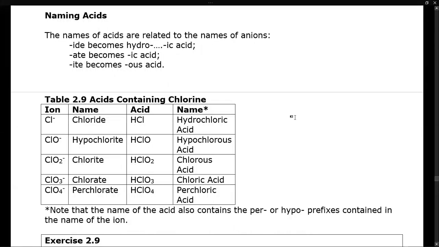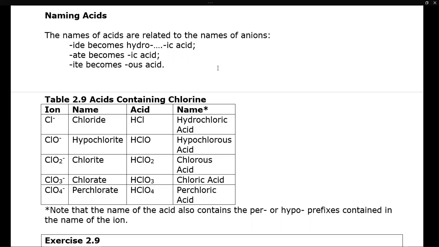Okay, let's talk about naming acids. The names of acids are related to the name of the anion, because an acid is going to be hydrogen plus some anion. If it ends in IDE, you're going to get a hydro prefix and an IC ending on the acid. That doesn't work with hydroxide or oxide or peroxide because you're just going to get water, but other things that's going to work for.